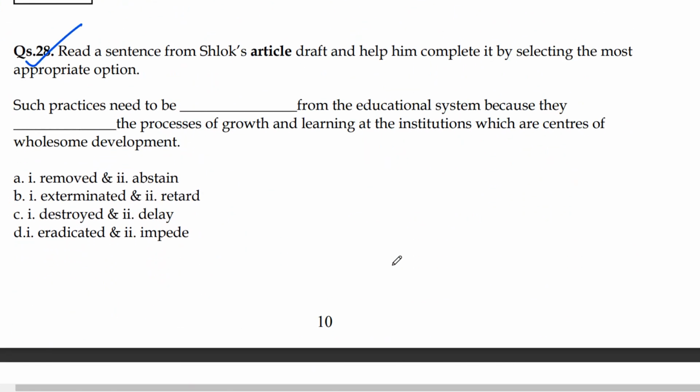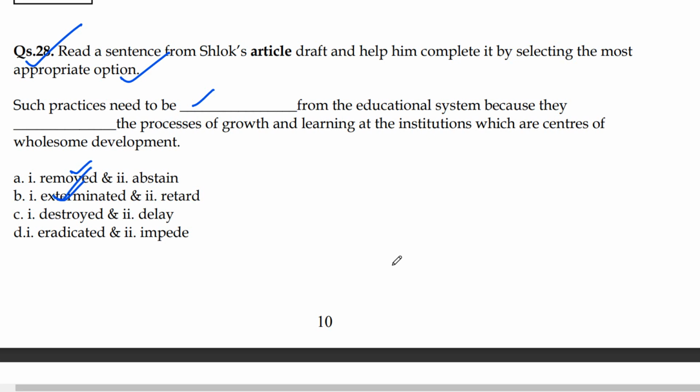Question number 28. Read a sentence from the article draft, and help him complete it by selecting the most appropriate option. So here, such practices need to be dash from the educational system because they. Let us check the options. Removed. Yes, it can be. Such practices need to be removed from the educational system. But look at the second one, exterminated. Such practices need to be exterminated.